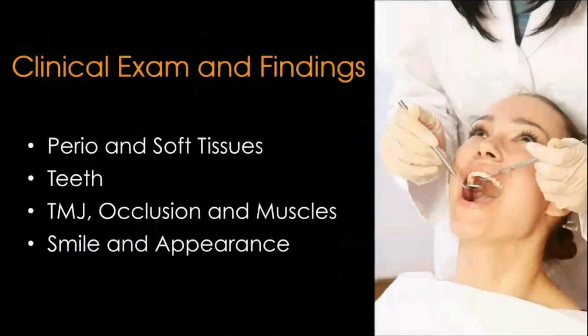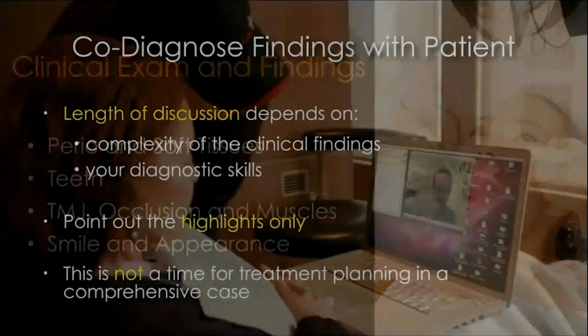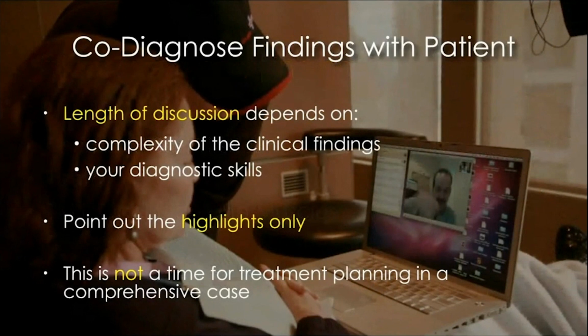So in your clinical exam and findings, that's when the patient sits down. You've gathered a lot of records. I evaluate the soft tissues, the TMJ, the teeth, the smile and the appearance, so that I can categorize that. And I run my exam in that order, so that I have four distinct categories I can evaluate.